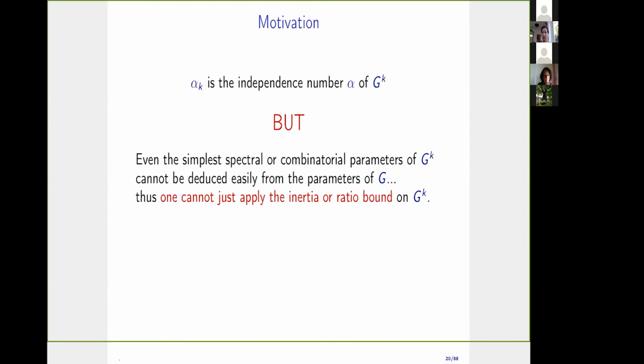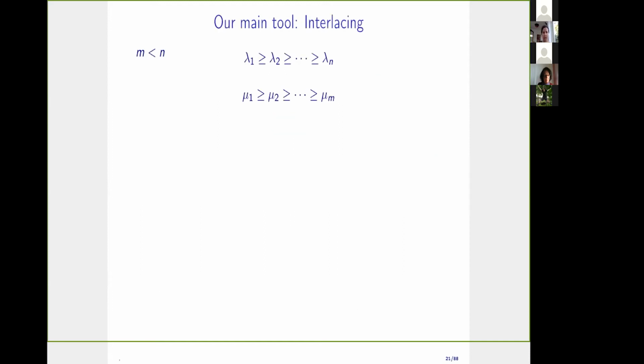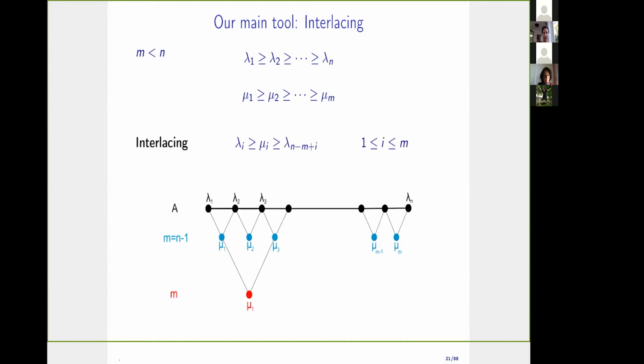So in general, we cannot just apply the inertia or ratio bound to the graph power. This is why we want to provide bounds which only depend on the spectrum of the original graph and not on the power graph. This is what we're going to be doing. The main tool is basically interlacing, as you can suspect, because the original proofs also use interlacing. Two sequences of numbers interlace each other if this set of inequalities holds. And this is the graphical visualization of interlacing.